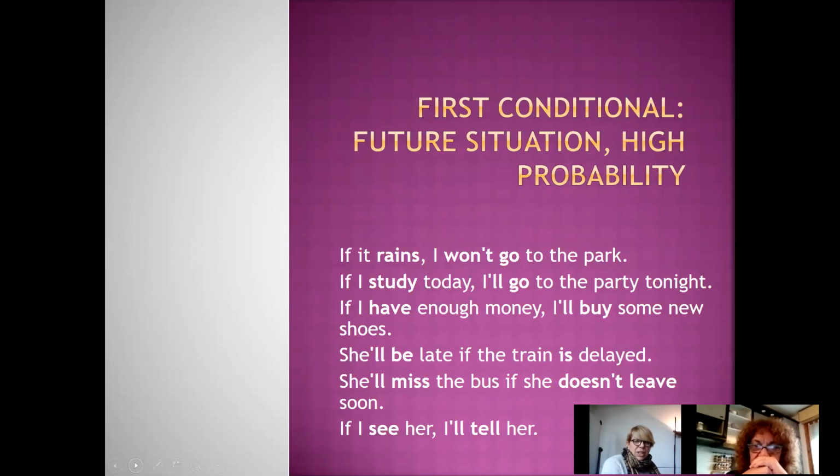Okay, Myla, could you please read it? First conditional, future situation, high probability. If it rains, I won't go to the park. If I study today, I'll go to the party tonight. If I have enough money, I'll buy some new shoes. She'll be late if the train is delayed. She'll miss the bus if she doesn't leave soon. If I see her, I'll tell her.